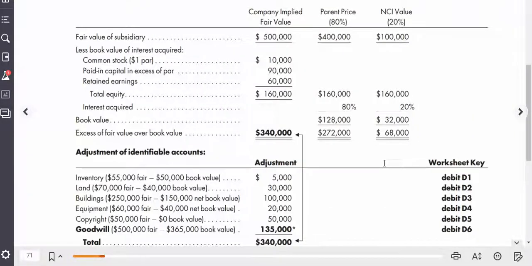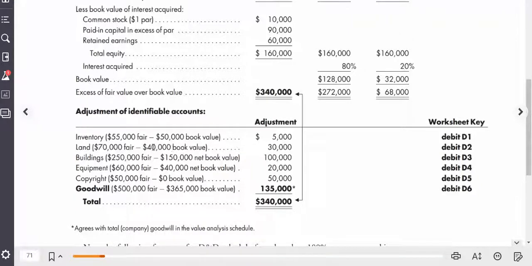So now the D&D schedule can really be useful for us because it helps us keep everything organized. Here's what we're getting. Here's the non-controlling interest. Here's the equity value. 80% of that is there. So we're paying $400,000 for $128,000 book value. That means the excess is $272,000. The non-controlling would have an excess of $68,000. We still distribute just like we did before. Notice that the adjustments are still going up to fair market value, and the goodwill is the same amount.